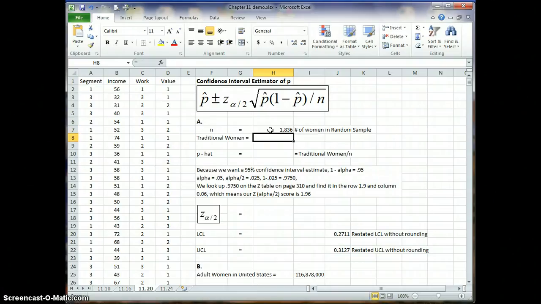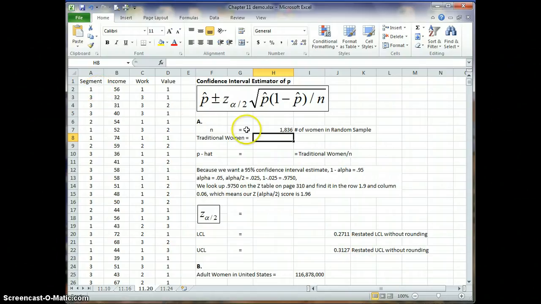So that goes in the N, the 1,836 there. And now the goal is that, again, the conservative was 1 in the coding, 2 was traditional, and 3 was contemporary. And we want to estimate the proportion of adult American women who are classified as traditional, which is coded as number 2 over there in the segment in column A.